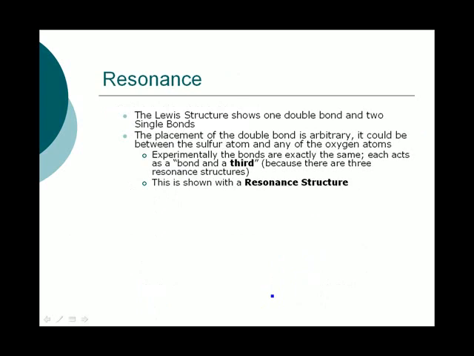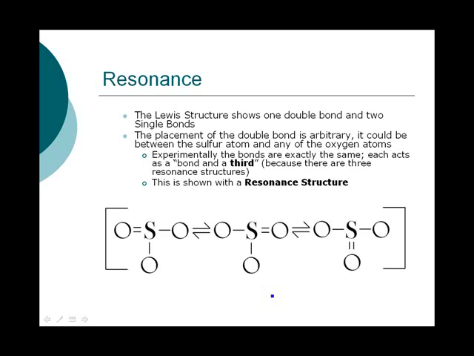So with resonance, it turns out that the placement of the double bond in our picture is arbitrary. And remember, we're always trying to represent something in the real world that's moving and has lots of motion, with a static 2-dimensional picture. So these aren't exact pictures. They're the best representation we can do with the amount of time we want to spend on representing it. So the placement of the double bond was arbitrary. It could have been between any of the sulfur and oxygen atoms. And experimentally, it turns out that all those bonds are the same strength, which sort of means that all those electrons are being shared equally.